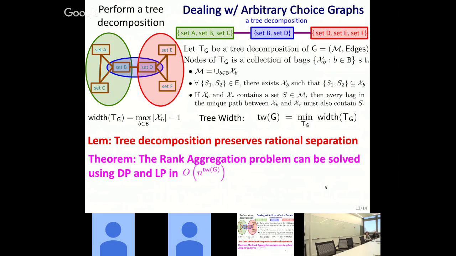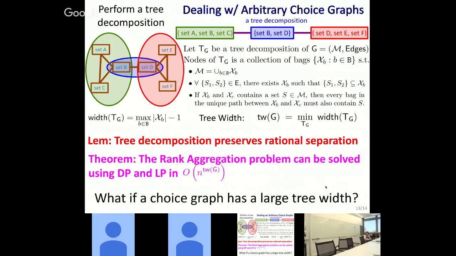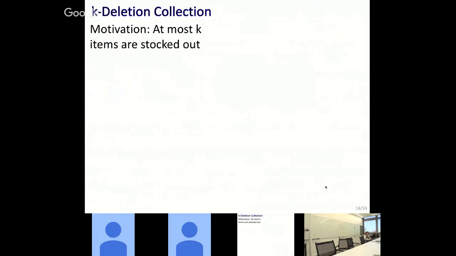Now, of course, we would like to end here, but unfortunately, there's one thing from one of the last slides which just happened to be important. So what if the choice graph has a large tree width? The reason this comes up is that one of the most important collections that we really need to solve, at least the one I wanted to solve to start, is the one that occurs in retail. That's what we call a K deletion graph. This is what happens when at most K items are stocked out.